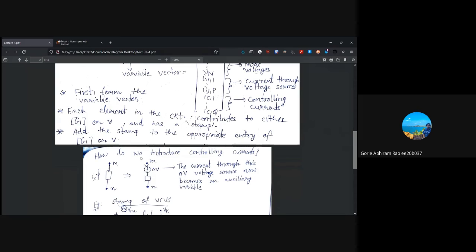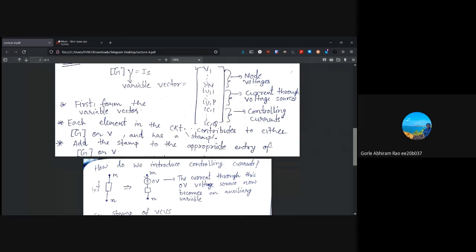But the circuit which we have here is just as good as the one on our left hand side. So if you connect this 0 volt voltage source between M and some other point, the current is now flowing through a 0 volt voltage source. Since the current is flowing through a 0 volt voltage source, it becomes an auxiliary variable, and hence we can include it in our variable vector, and it becomes like a controlling current in our variable vector. So M and some other point M1 are basically connected by a 0 volt voltage source, so that this controlling current is going to become a part of our variable vector.